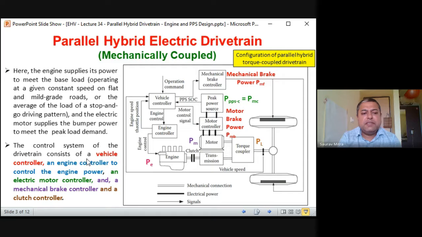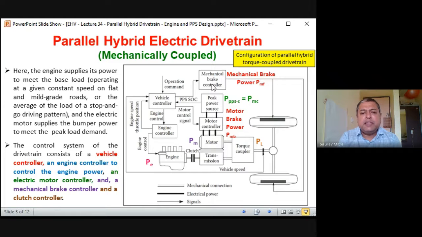So here also it is given there are mainly four main parts. One is the vehicle controller, which is the brain of the whole system. Engine controller, this controls the engine operation. Electric motor controller, so this is actually controlling the motor operation. This motor sometimes acts as a motor in case of forward driving, and in case of regenerative braking, this motor acts as a generator. So there is a mechanical brake controller.